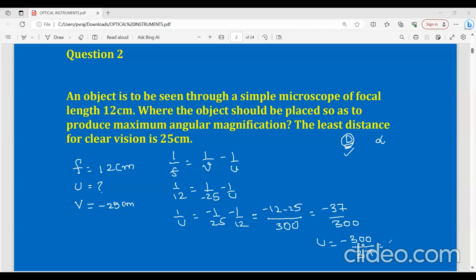300 by 37, that will be minus 8.1. 37 times 8 is 296, and the remainder is 4, so that is nearly minus 8.1 centimeters. And the answer for you will be minus 8.1 centimeters. This is very simple question.